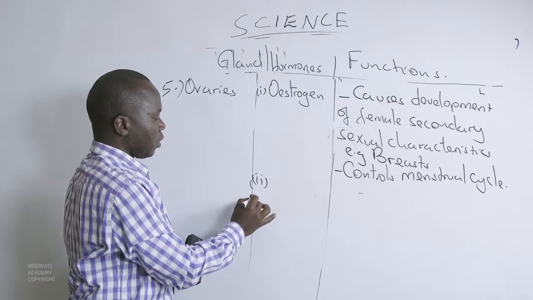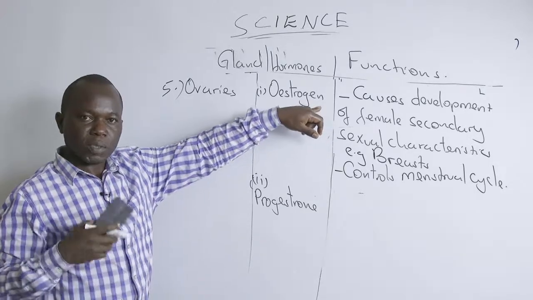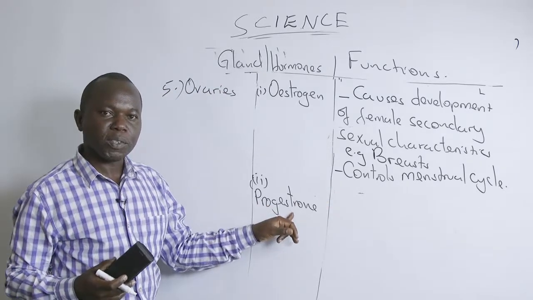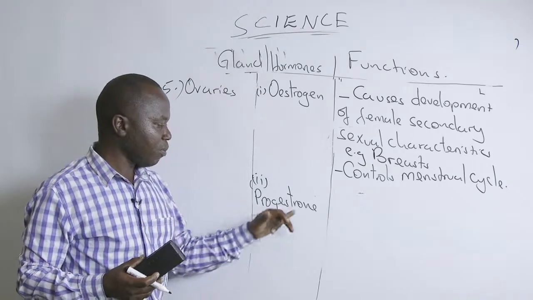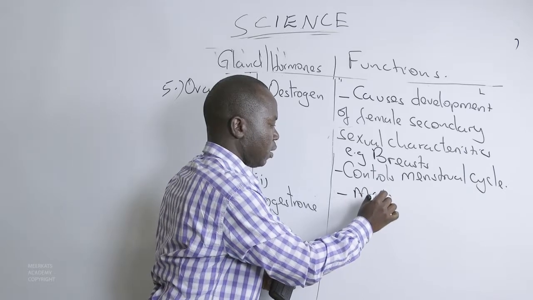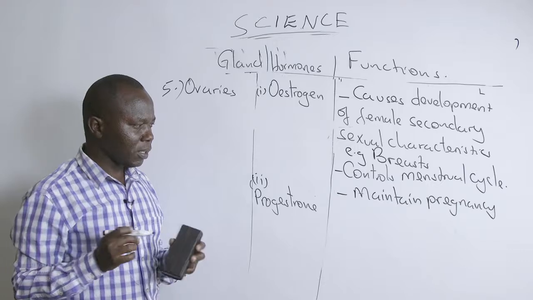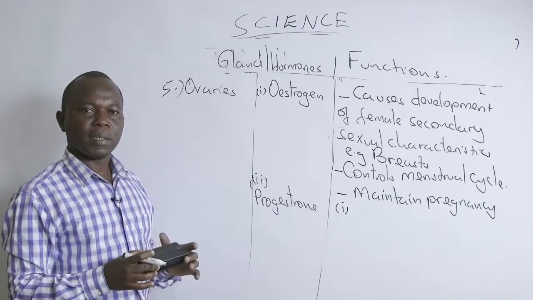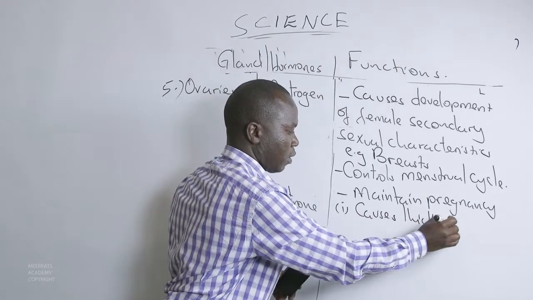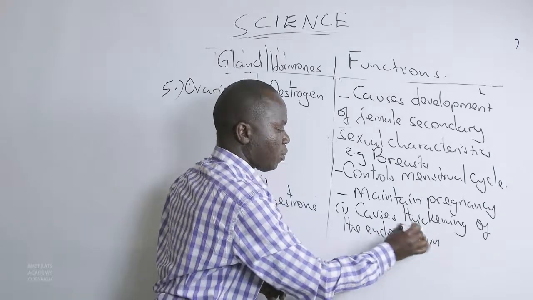Another hormone produced by the ovaries is called progesterone. Estrogen is produced in a cyclic manner every month in every menstrual cycle. Progesterone is mainly produced when a female human being or a female mammal is pregnant. So the role of progesterone is mainly to maintain pregnancy. So how does it maintain pregnancy? There are two ways in which progesterone will maintain pregnancy: by causing thickening of the endometrium. Endometrium is the inner layer of the uterus.